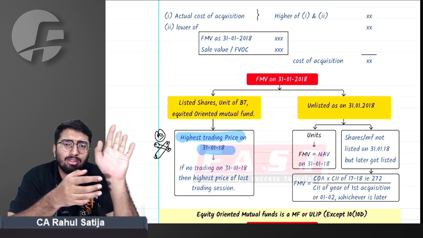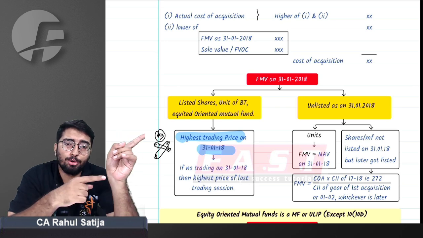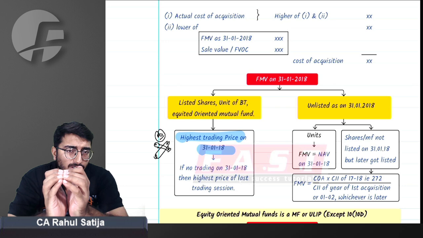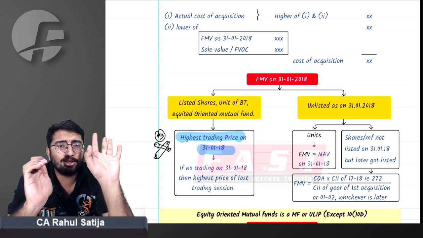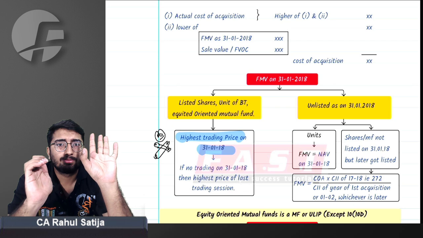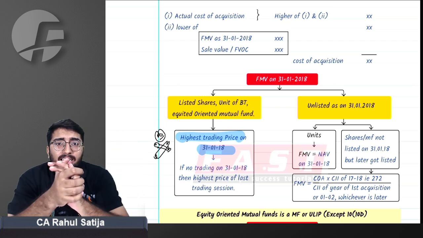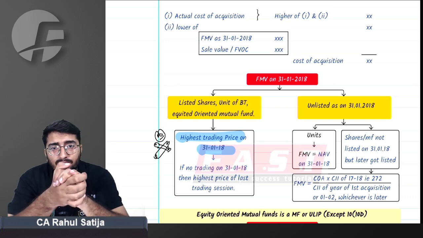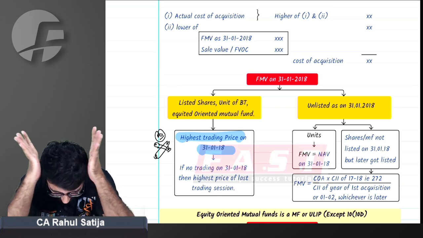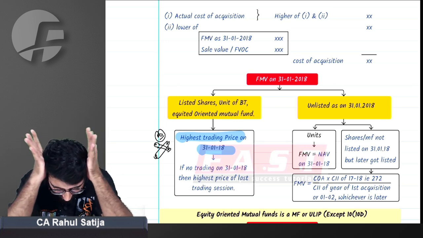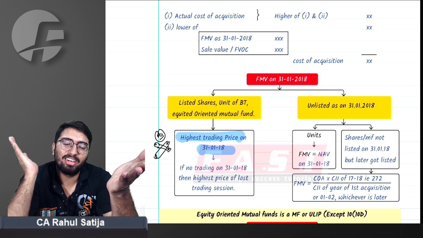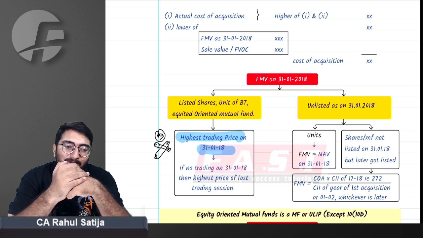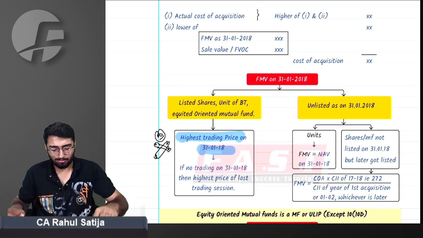But what if shares, mutual funds, or trust units are not listed? For units of mutual fund, take NAV. But for shares and businesses, you will take cost of acquisition divided by CII of the year of acquisition, multiplied by CII of the year 17-18, that is 272. With that, you will get the indexed cost of acquisition as on 31st January 2018. Sir, what if shares were purchased before 2001? Take FMV as on 1st April 2001 divided by 100, multiplied by 272. I hope things are very clear.